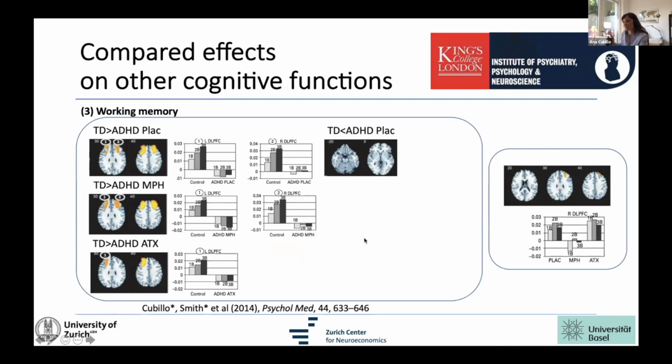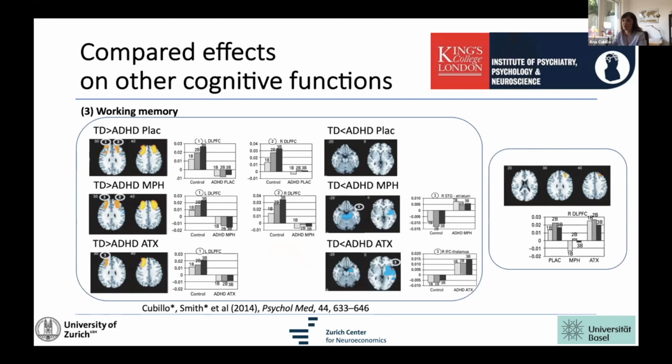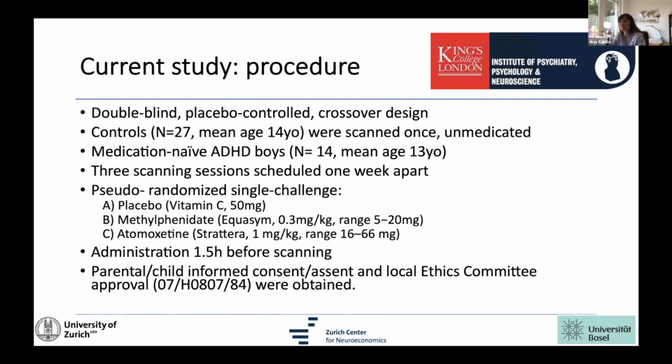But what I find interesting in this study is that both medications are able to enhance activation over and above what is observed in typically developing children in areas involving the thalamus, the striatum, the superior temporal gyrus in both cases, and extending to the inferior frontal cortex in the case of atomoxetine. And this activation, we consider it is having a compensatory character because it is associated to better performance in the task in both cases. Okay, so now moving on to the sustained attention task.